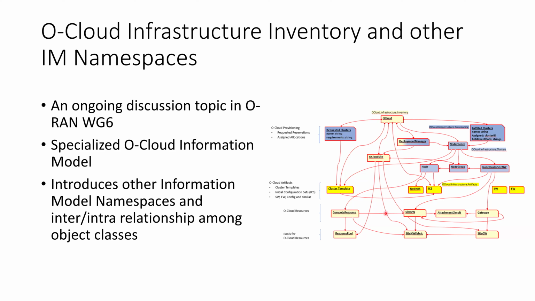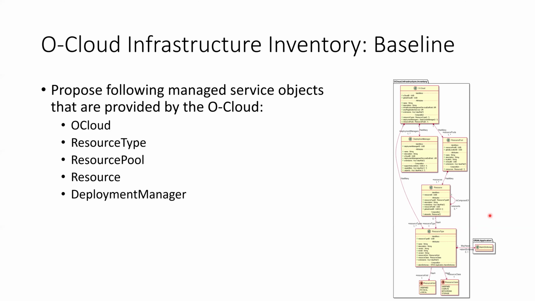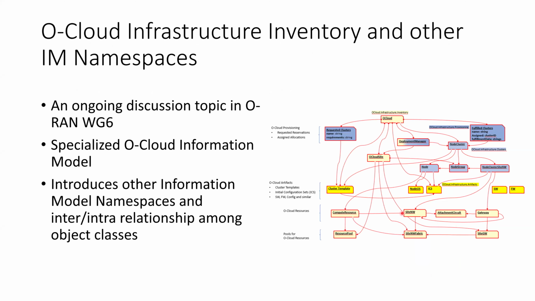So the stuff that you see down below: the compute resource, that is the type of resource, then site network, attachment circuits, gateway, which don't exist today in the baseline, right? Think of it as a generic model which exists today as a baseline, versus some sort of specialized modeling system, or the relationships between the specialized object classes.